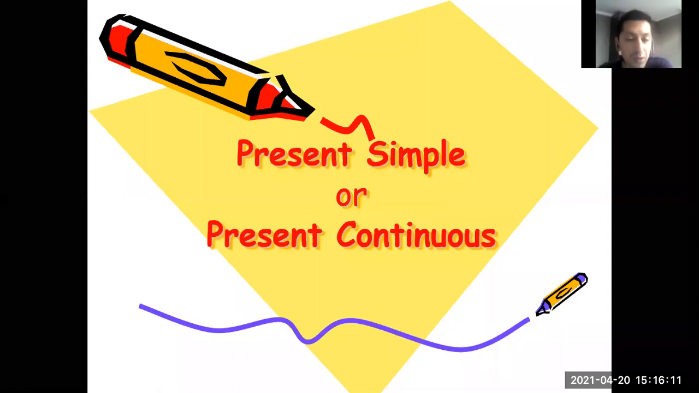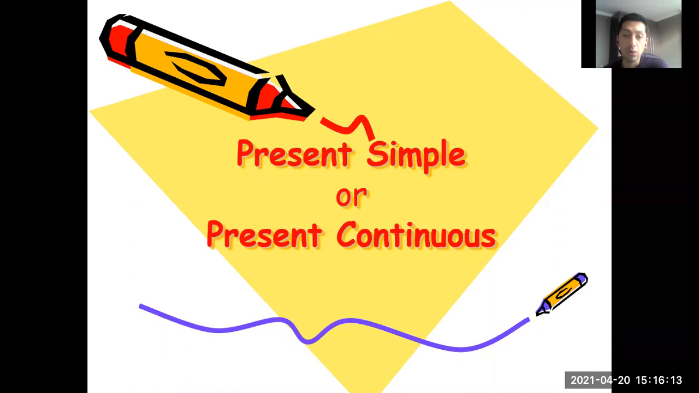Hello, everybody. Today we're going to do a review of two present tenses in English, present simple and present continuous. We're going to see the functions, when we use them, also the structures, how we form these tenses, and also we're going to see some examples and practice with some exercises.